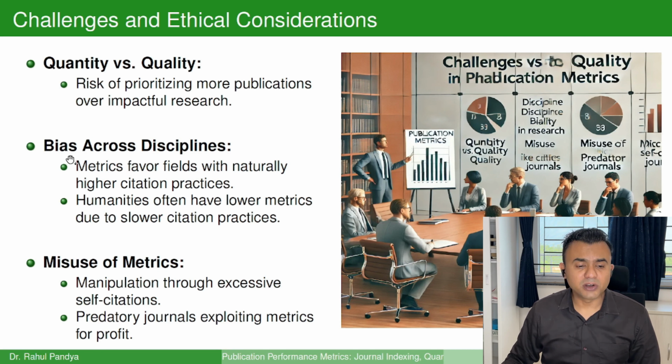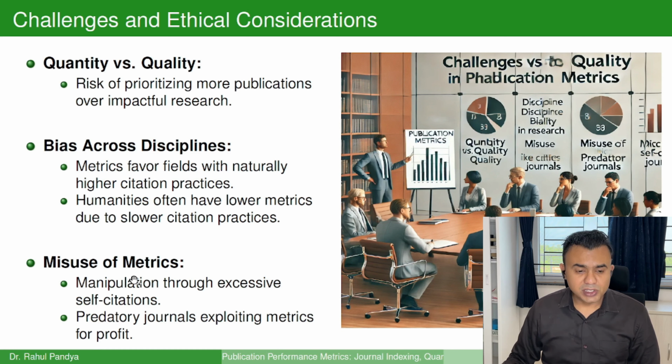There would be some sort of bias across disciplines also. For example, metrics generally favor fields with naturally high citation counts. Such as, let's say, if I consider the field of humanities, which offers a low metric due to a slower citation process. So in that case, we have to refer to a different metric or different threshold for these numbers.